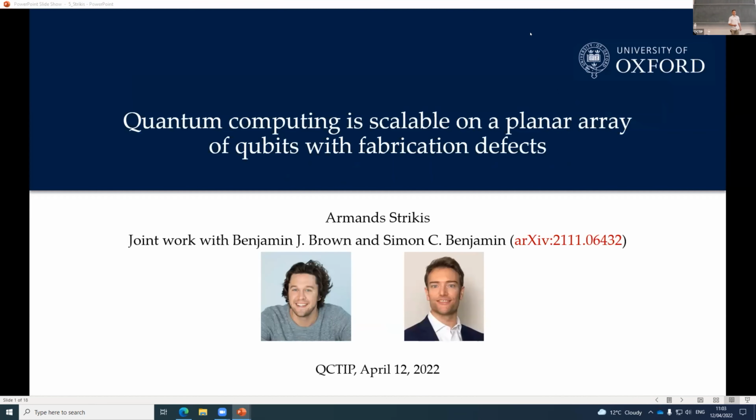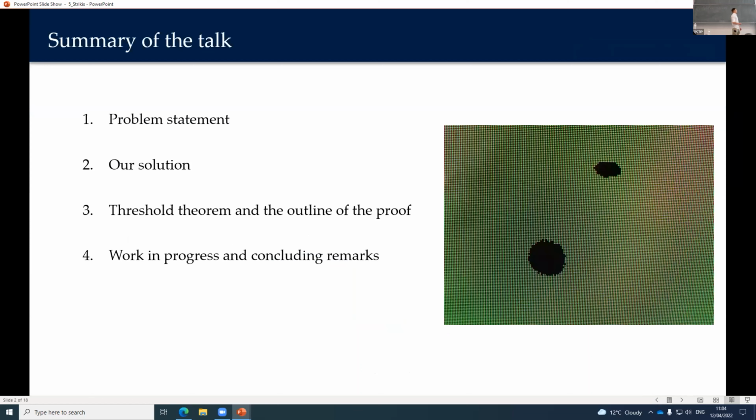Yeah, perfect. So today I'm going to tell you about my recent work regarding the scalability of planar architecture quantum computing in the presence of fabrication defects. That was work jointly done with Benjamin Brown, at that time at the University of Sydney, and Simon Benjamin from Oxford University. So the outline of the talk is as such.